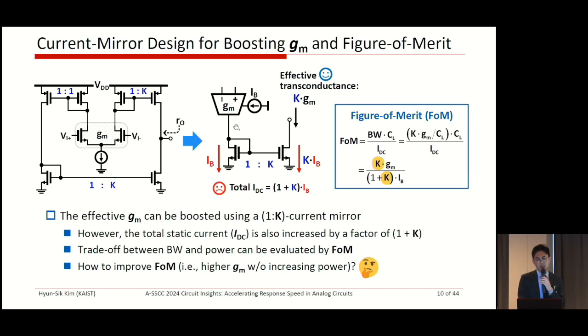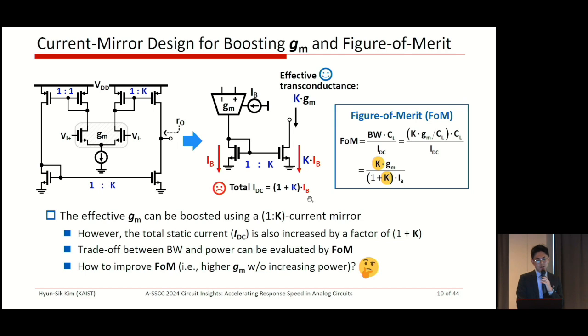This is the transistor level implementation, and this is the abstracted figure. As you see, the input pair generates the gm, but if we use the 1 to K current mirror, we can boost the transconductance to K times gm. This is very straightforward, right? However, this is a very good way to increase the transconductance, but the static power consumption also increases by a factor of K, right? So the total IDC, the static current consumption, is determined by (1 plus K) IB, right?